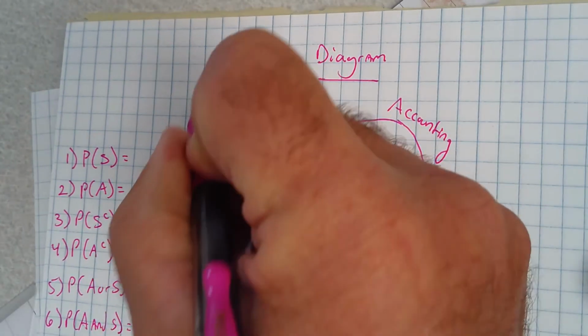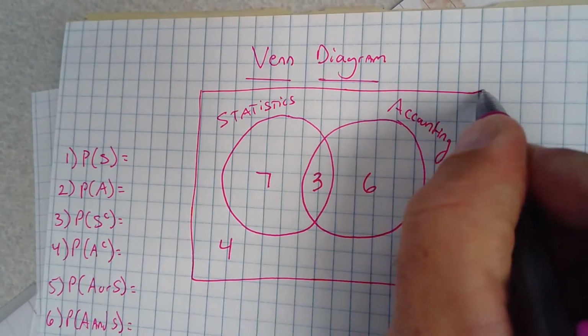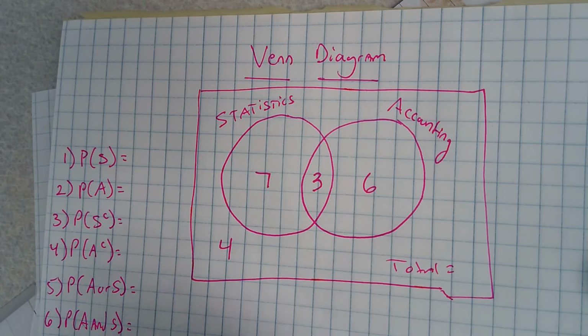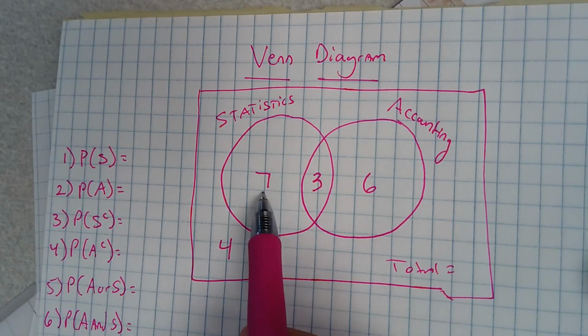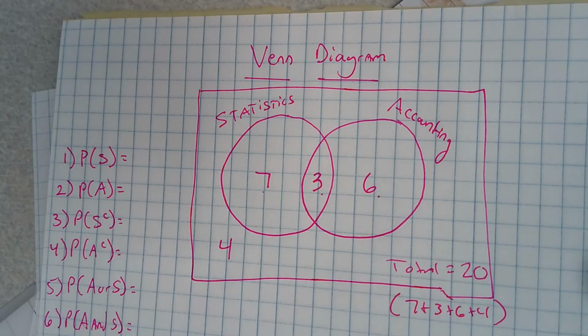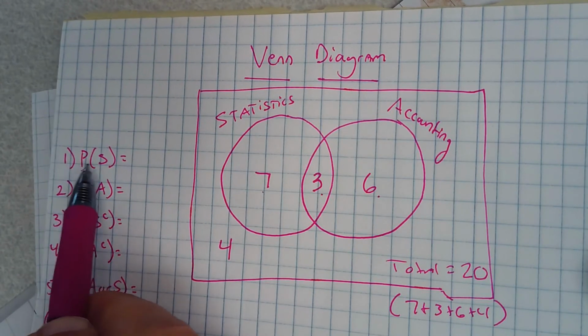When we look at a Venn diagram, the first thing we want to do is come up with a total. The easiest way to come up with a total is just to add your four numbers. So 7 plus 3 plus 6 plus 4, the total is going to be 20. It's important to get that total correct because that total is going to represent your denominator in most of your answers.